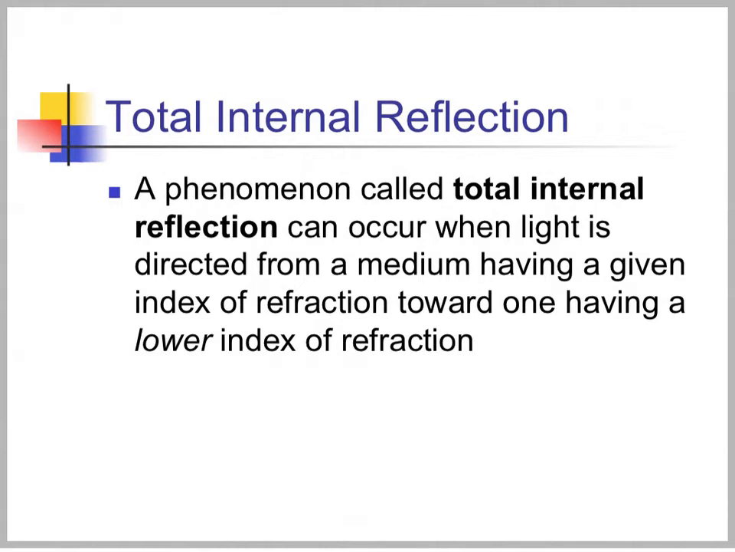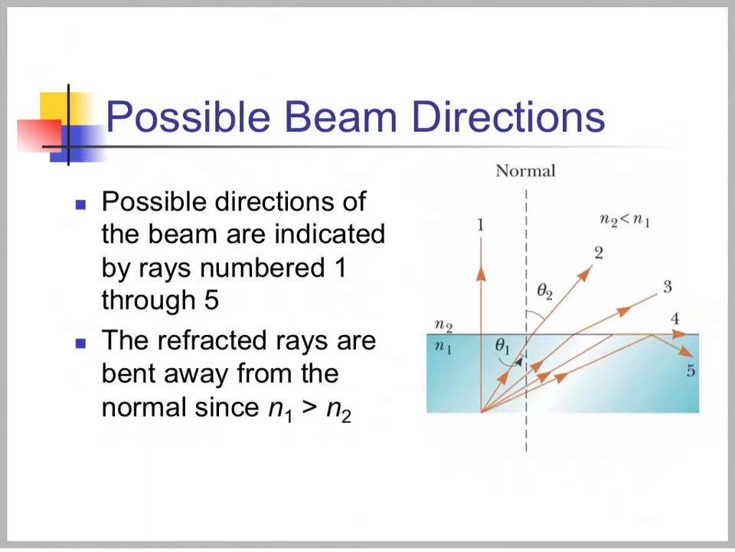Now there's a phenomenon called total internal reflection that occurs when light is directed from a medium having a given index of refraction towards one having a lower index of refraction. For example, when moving from water to air or from glass to air. We know that as light comes out, it's bent away from the normal. And so as light comes out at different angles, there's eventually going to come a place where, when we plug in Snell's law, the light is going to be directed right along the surface. Any more, and it can't go below the surface, and so it's always reflected.